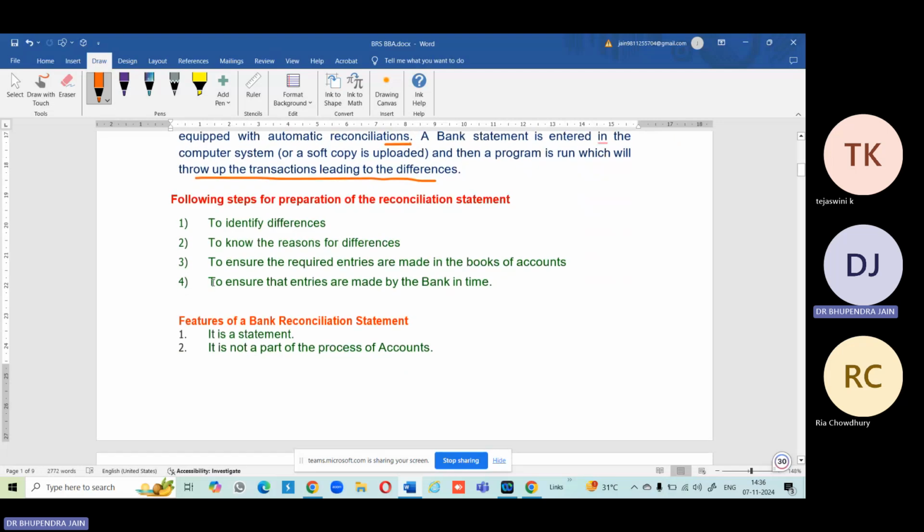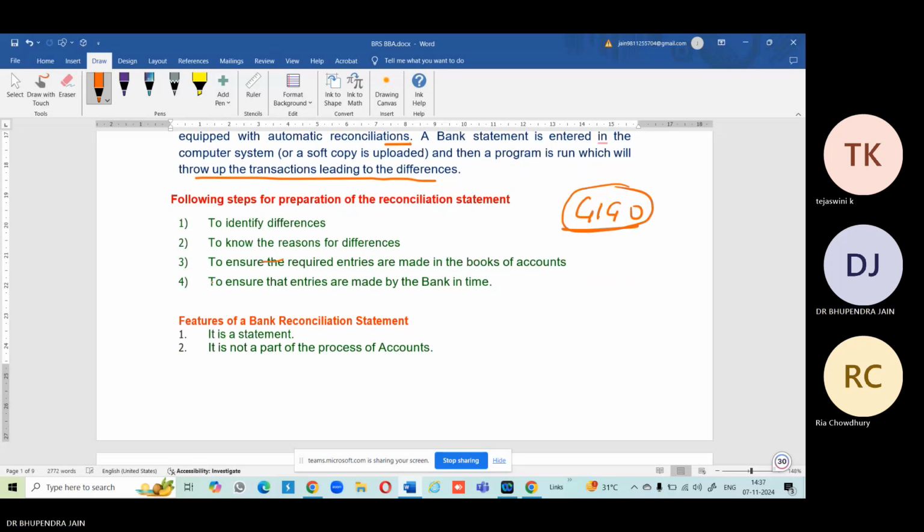But from the knowledge point of view, for the examination point of view, all computer software is GIGO, and GIGO means garbage in, garbage out. That's why you need complete knowledge of the whole chapter. Now, the following steps we have to follow to prepare the bank reconciliation statement.